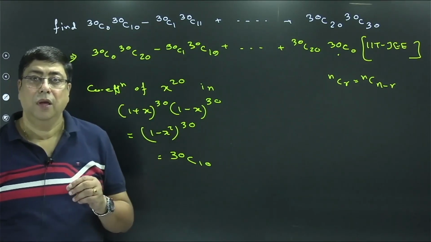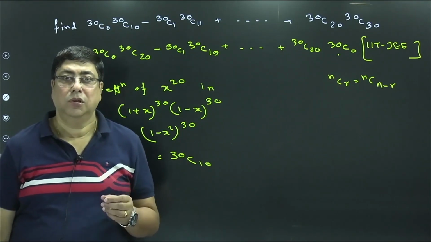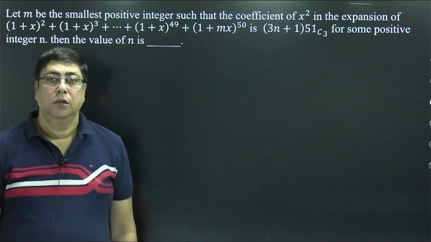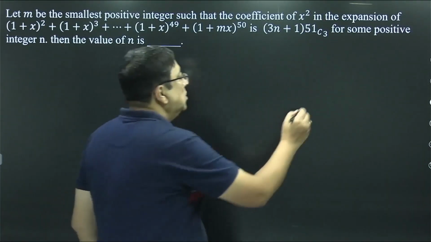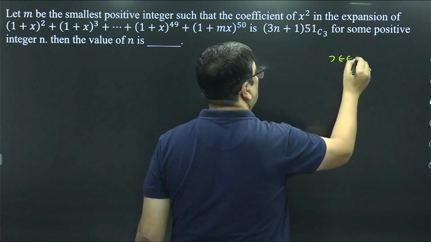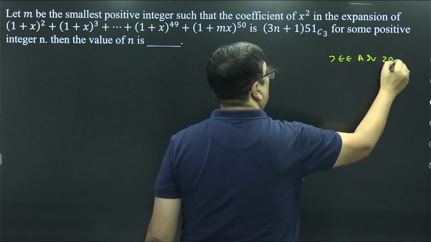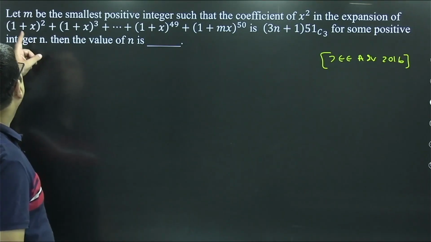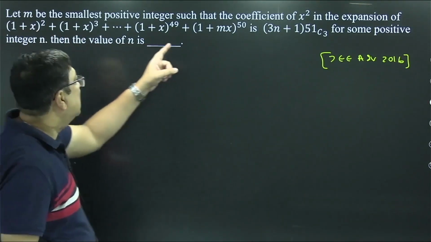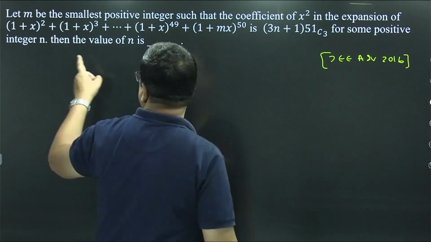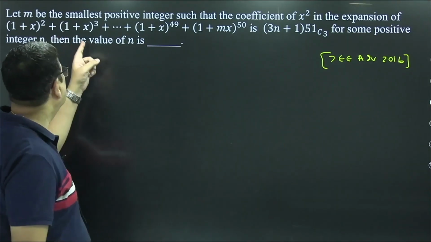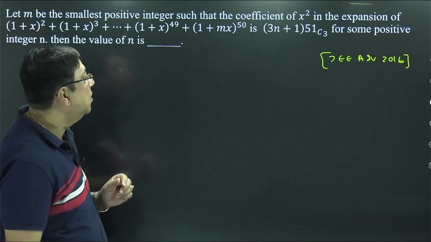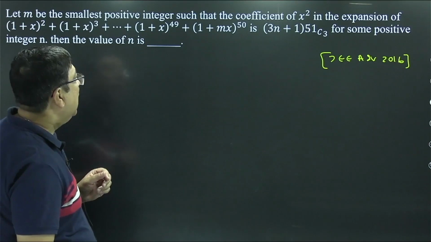Let us go to some IIT JEE question, JEE Advanced recent years questions. This is the IIT question 2016, integer type. Let m be the smallest positive integer such that the coefficient of x square in the expansion of (1 plus x) square, (1 plus x) cube, up to, is (3n plus 1) into 51C3. Find the value of n.